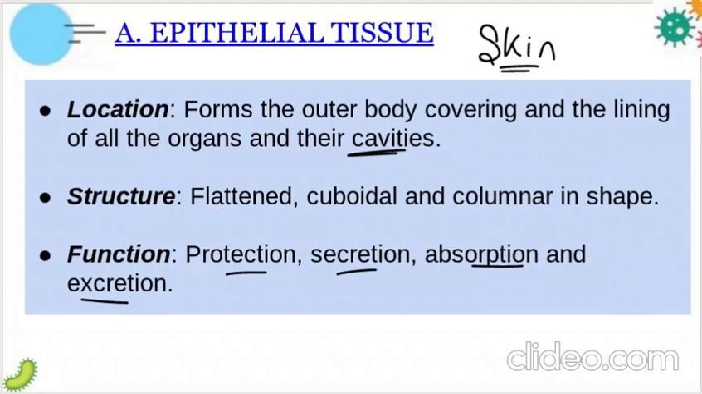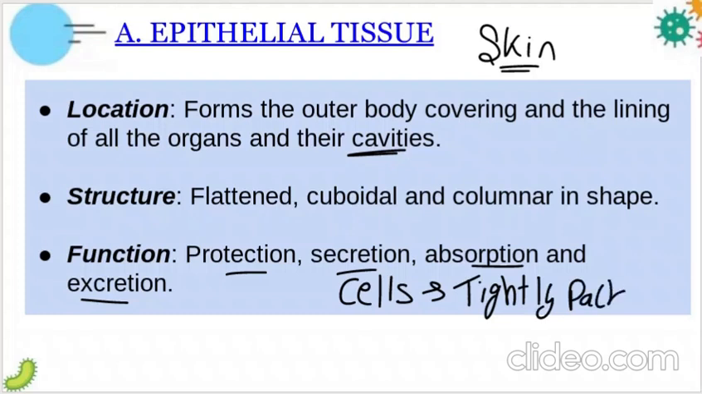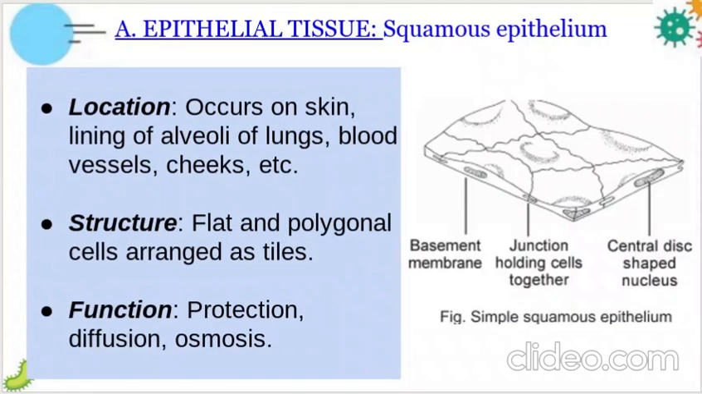Now, when I talk about the cells, the cells are very tightly packed, and they make a continuous sheet. Anything which comes through the body crosses the epithelial tissue first. The first type of epithelial tissue is squamous epithelial.